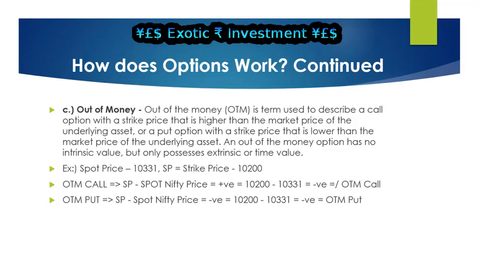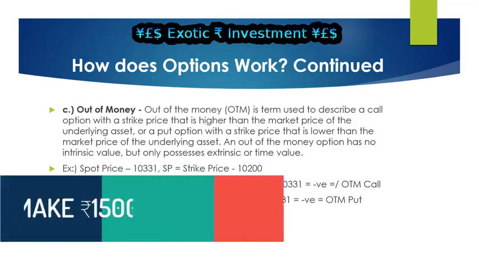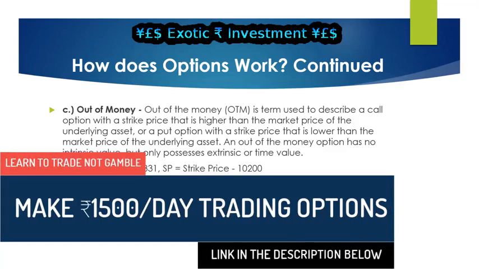If it is an out of the money call, what does that mean? It means that the out of the money call's strike price is above the value of the underlying asset. Let's take an example that spot Nifty price is 10,331 and strike price is 10,200. So what does that mean? Strike price minus spot Nifty price should be positive for an out of the money call. It means that 10,200 minus 10,331 becomes negative, which means that it is not an out of the money call.